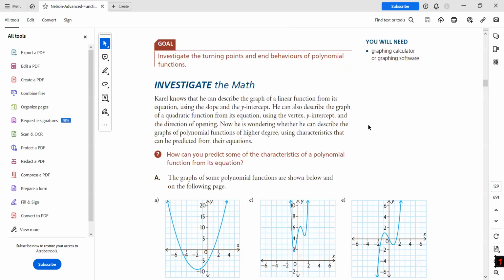The y-intercept is pretty easy. It's just when we say x equals 0. When x equals 0, it means the graph is touching the y-axis. And the direction of opening, we can know through the properties of polynomial functions that we covered before, the degree of the function, etc. Now he is wondering whether he can describe the graph of a polynomial function of higher degree using characteristics that can be predicted from their equations. So he wants to use an algebraic approach and give a general structure of analysis of polynomial functions, no matter what degree it has.